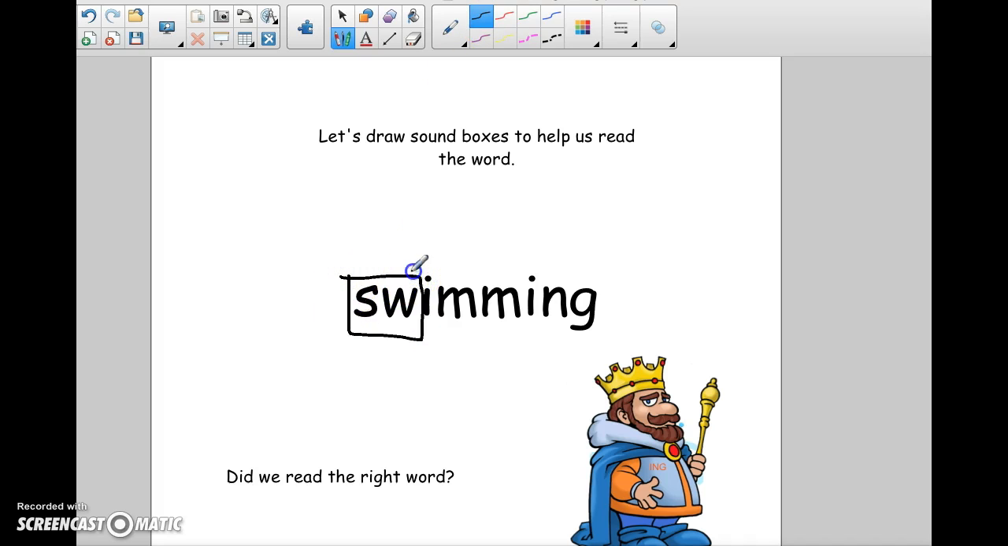Sw, i, m, ing. Now, using the sound boxes has become a little tedious, but we're still doing it because I really feel like it helps students to see the individual sounds in a word. And eventually, obviously, they will be able to do it just by looking at it. Like I said, I'm already seeing JKs and SKs just completely blending it without any issues at all, which is so awesome to see.